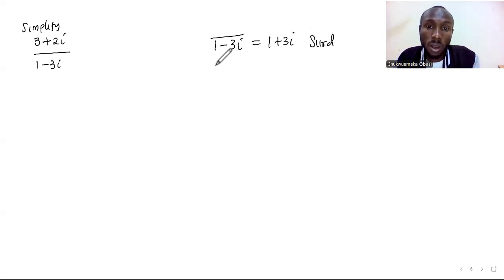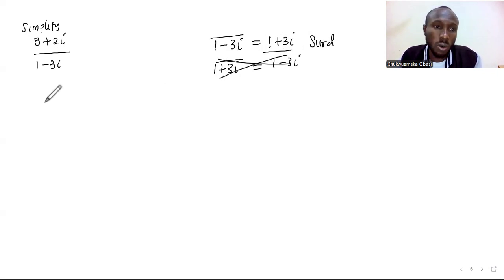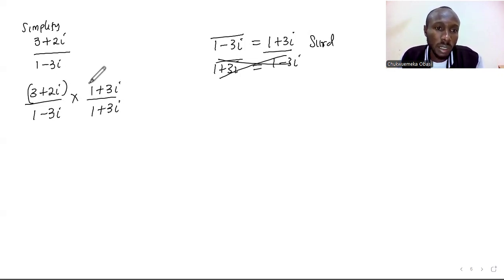So if you have 1 plus 3i, the conjugate of 1 plus 3i is going to be 1 minus 3i, like that. So this is not what we have. We have this one. This is the conjugate. So now I know the conjugate, I'm going to multiply the numerator and the denominator with the conjugate, which is 1 plus 3i over 1 plus 3i. Now remember, this multiplies this and this multiplies this.